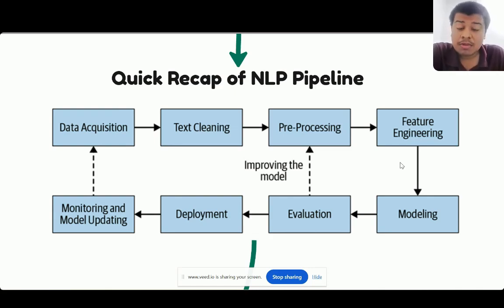And then we went to pre-processing. Pre-processing is where we did stemming, lemmatization, and tokenization. And then we even did advanced pre-processing, that is POS tagging and NER. And then we saw feature engineering, and in feature engineering we specifically saw two different pipelines. One was for the classical NLP pipeline, and the other was for the deep learning pipeline.